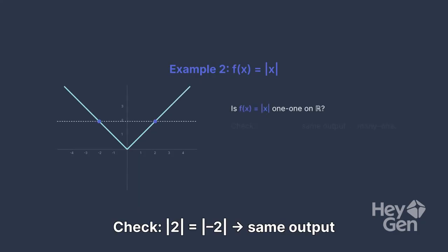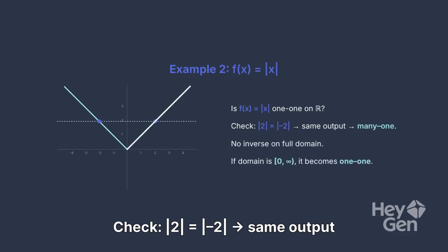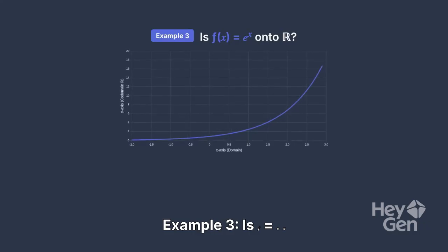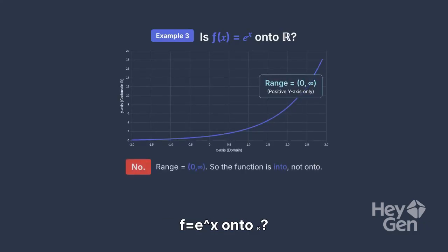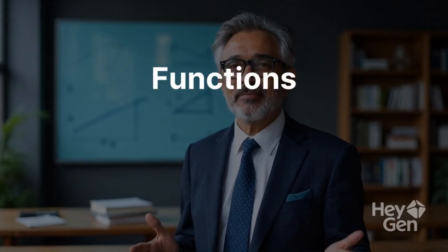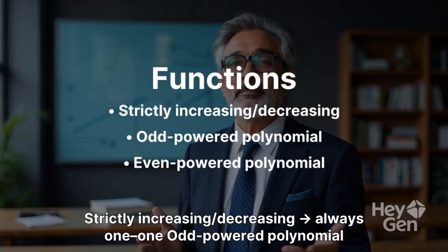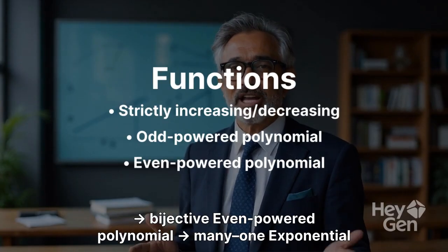Example 2. f(x) = |x| from R to R. Check: |-2| = |2|, same output, so many-one. No inverse on the full domain. If the domain is [0, ∞), it becomes one-one. Example 3. f(x) = eˣ from R to R. Is it onto? No. Range is (0, ∞). So into, not onto.